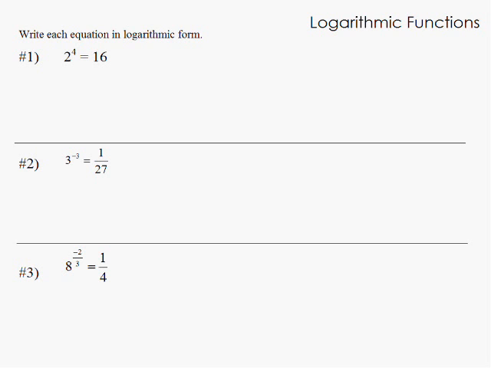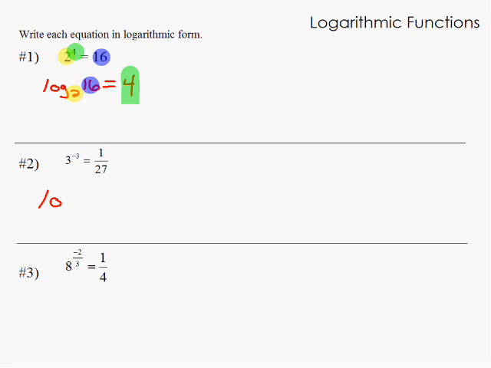Alright, number one, changing to logarithmic form. Simply going to be log base 2 of 16 equals 4. The bases are 2's. What was by itself becomes the argument, and the exponent becomes something that's by itself.